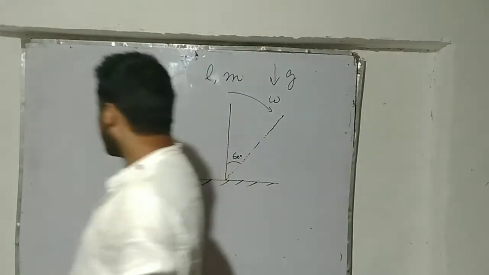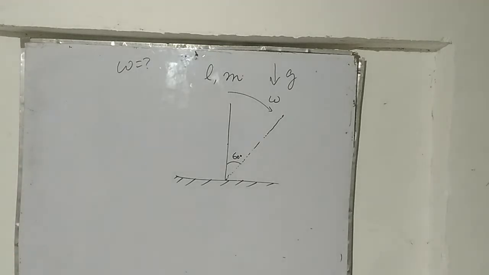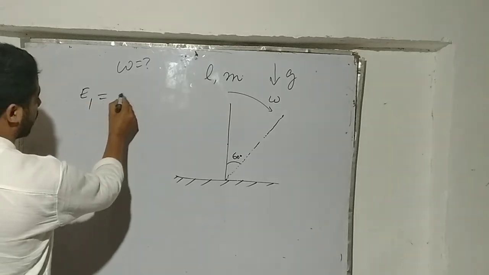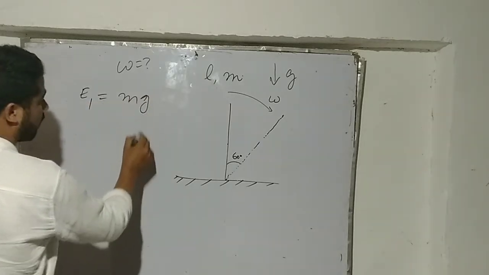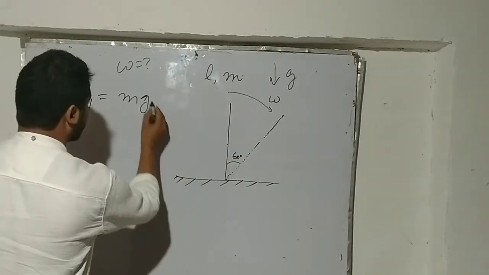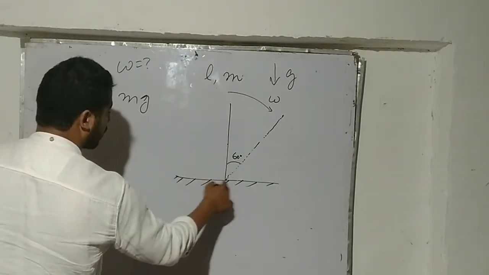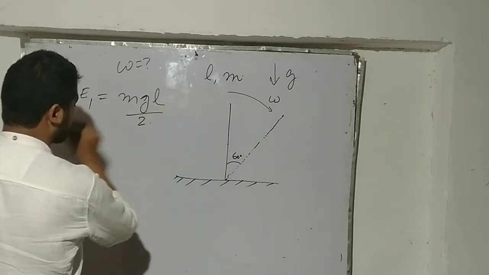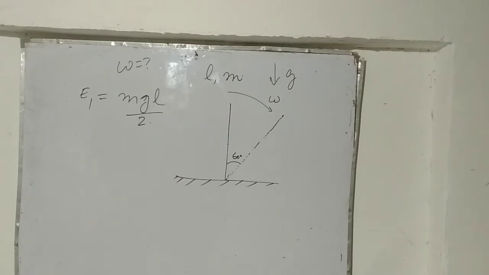So if I look at this system in the first place, my energy E1 will be in the form of potential energy. The weight of the body lies exactly at its geometrical center, which means the weight will lie halfway from this pivoted end. That will be mgL/2. Hope you got where the terms come from.